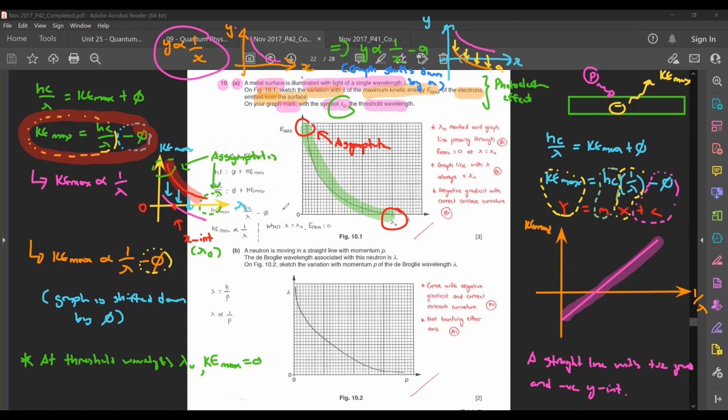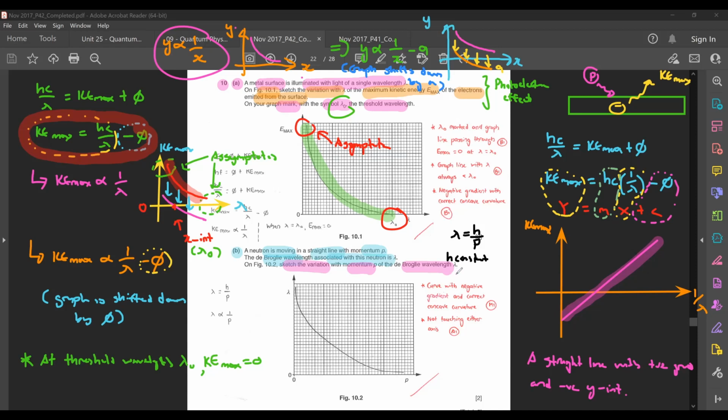And then the last thing to note is for B, which is talking about your de Broglie wavelength. A neutron is moving in a straight line with momentum p. The de Broglie wavelength associated with the neutron is lambda. On the figure below, sketch the variation with momentum p of the de Broglie wavelength. This one will be very straightforward, in the sense that you can straight away use your de Broglie wavelength equation, where lambda is equal to h over p.